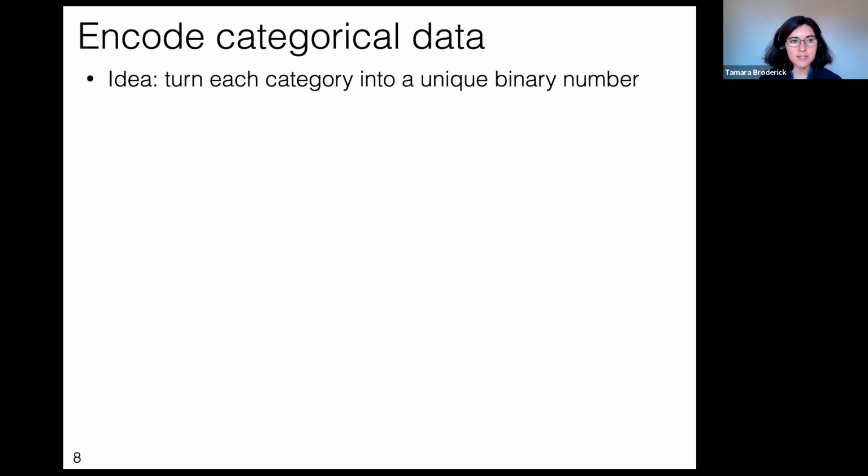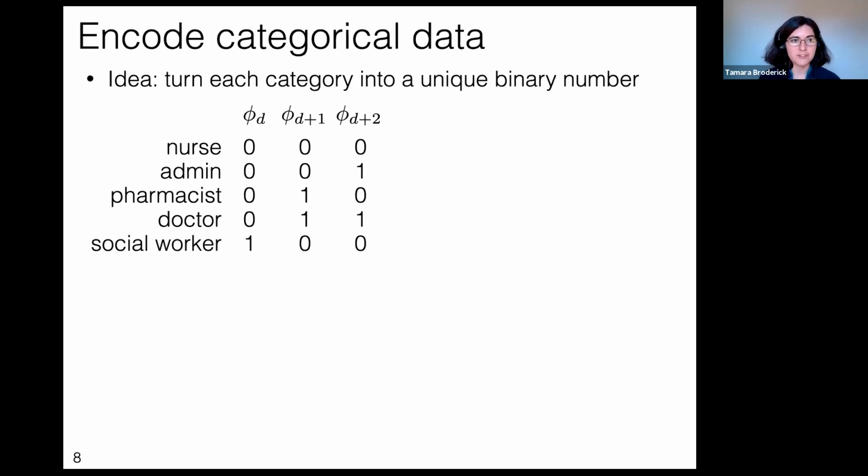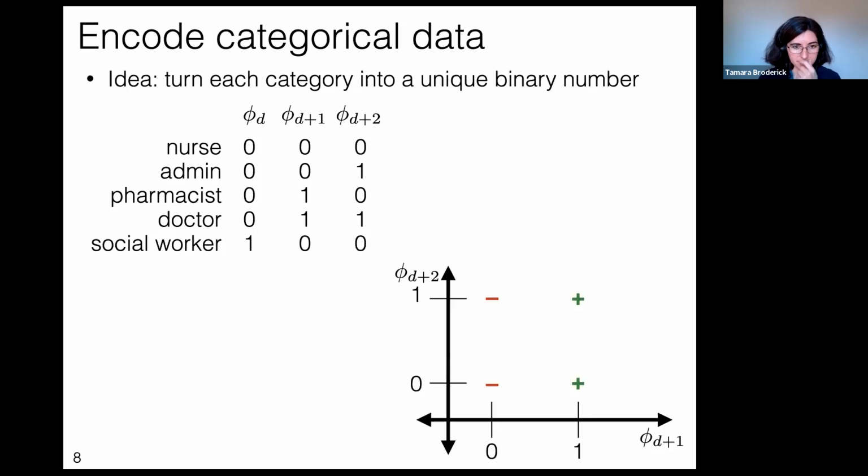I think what we really mean here is that we want to introduce, instead of one new feature, 3 new features. And these 3 new features essentially end up being binary. So we'll say that a nurse has encoding 0, 0, 0. Let's just call our new features phi d plus 1, and phi d plus 2, and so on. So the nurse will be 0 in all of them. The admin will be 0, 0, 1. The pharmacist will be 0, 1, 0, and so on. And so let's think about what happens when we use this encoding.